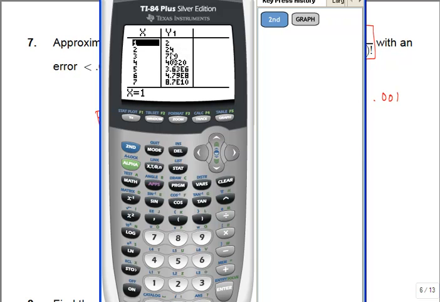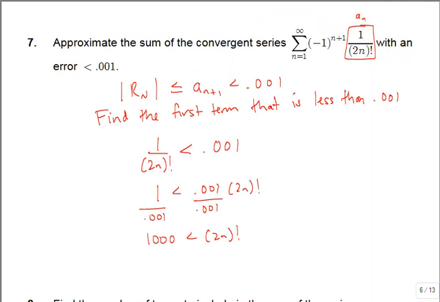And you can see that at 3 it's 720, which isn't quite 1,000, but at 4 we get 40,320. So this is going to first hit something larger than 1,000 when I have an x of 4. So that means this is true. This happens when I use an n equal to 4.